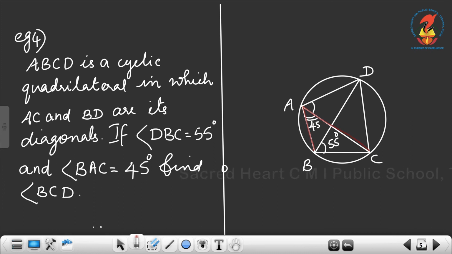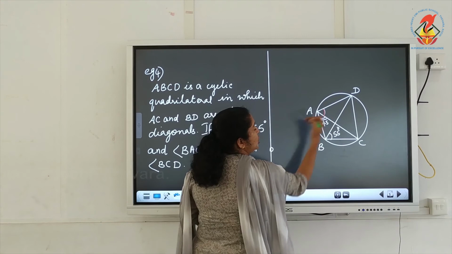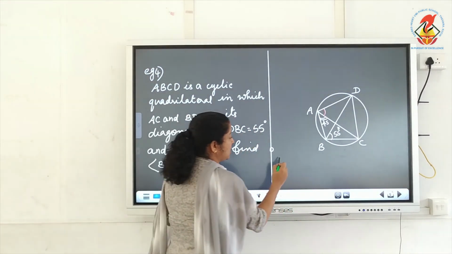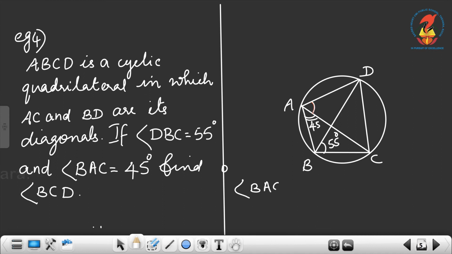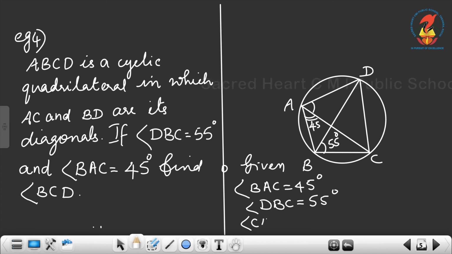Then what is given is angle CBD. Angle CBD is 55. Any other angle ending with C and D? Yes, that is this angle. This is also 55. This is also 55 because it is angles in the same segment. It is given that angle BAC is 45 degree, and angle DBC is 55 degree. Then what we got? Angle CAD is also 55 degree. The reason is angles in the same segment.